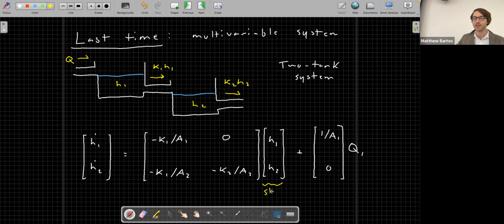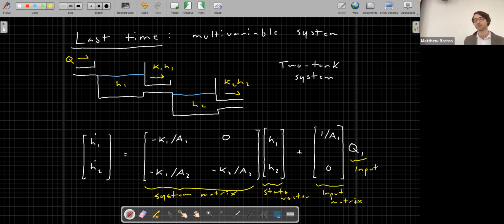We have a state vector, which describes the states of the system. We have some inputs. So this is the input that is driving the system from outside. We have a system matrix, which describes the dynamics of the system. So it describes the homogeneous dynamics of the system. And we also have an input matrix, which describes how the input enters the system. And altogether, this equation is sometimes called the state space form.